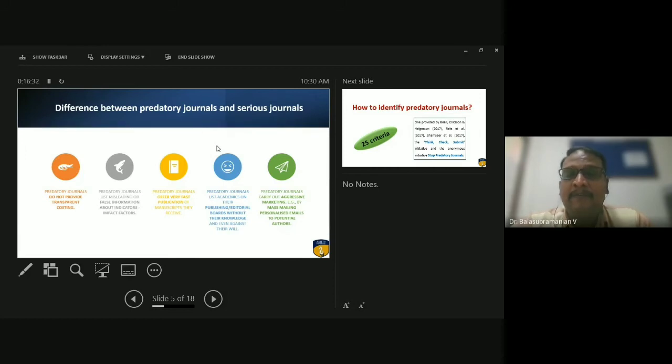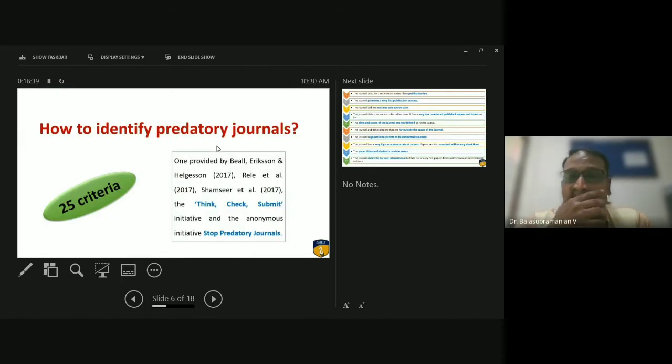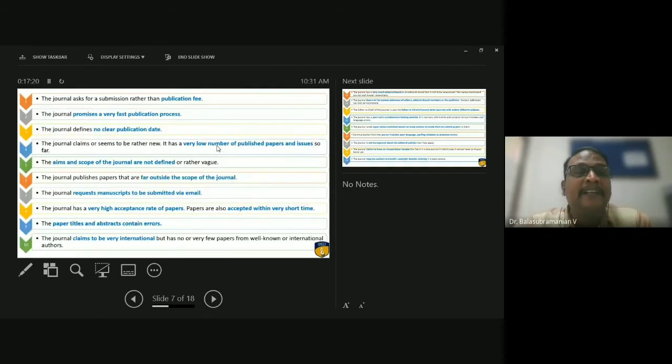So while you are publishing, let me see how to identify the predatory journals. Beall made a website. After that, other scientists worked on predatory journals, on how we can find them out. They started one concept, that is Think, Check, Submit. Then an anonymous initiative has also been started, that is Stop Predatory Journals. Based on the scientists Beall, Erickson, Helgesson and Samsir, they made some criteria, 25 criteria, for how we can identify a predatory journal.